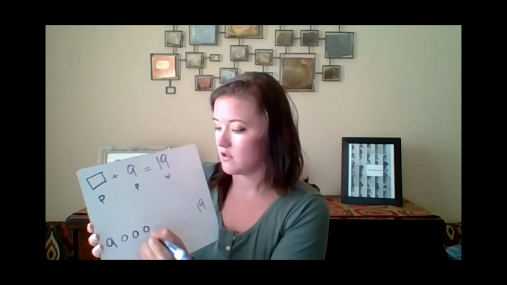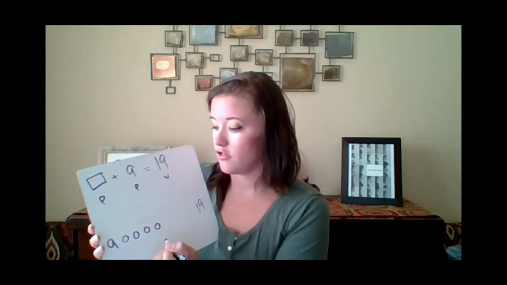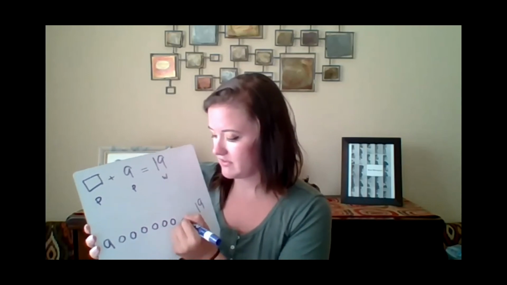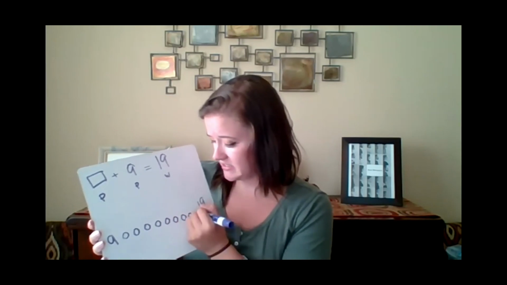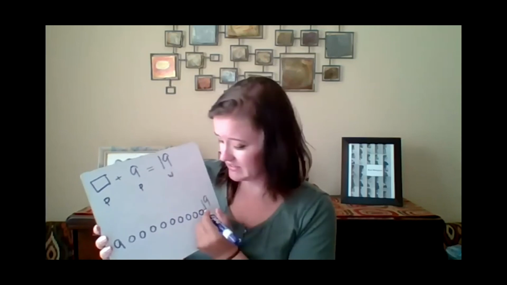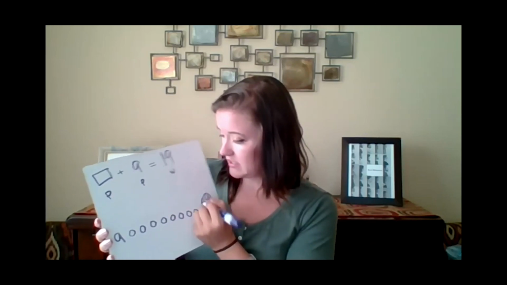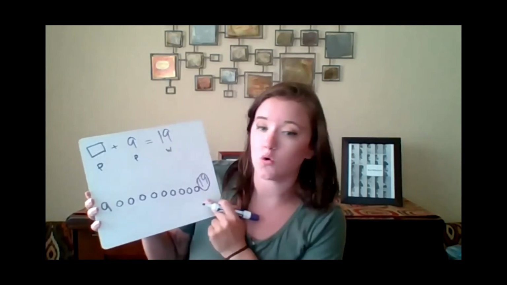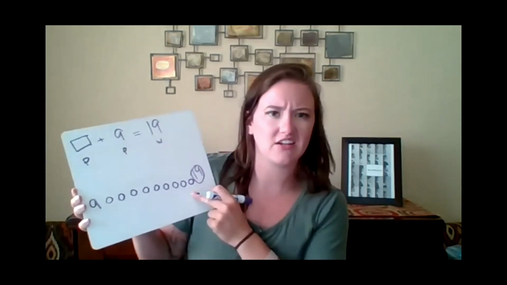So 9, 10, 11, 12, 13, 14, 15, 16, 17, 18, 19. All right. We have to circle 19 because it's our total. And we can't just stop 1 before we get to our total, right? Oh, we got to count it as one of the circles.